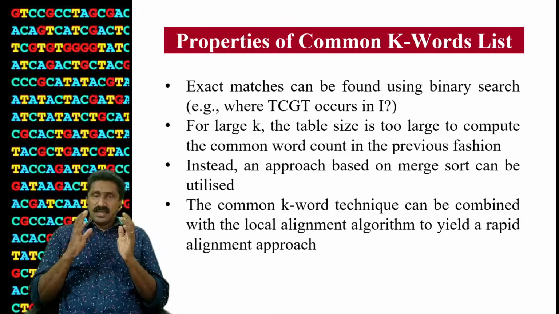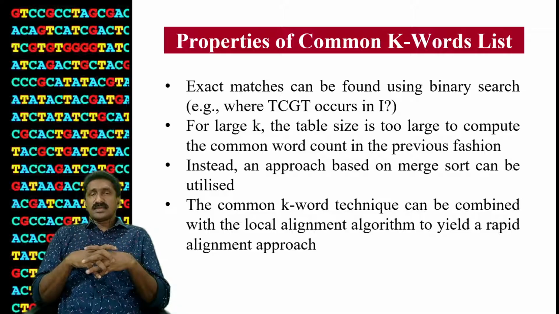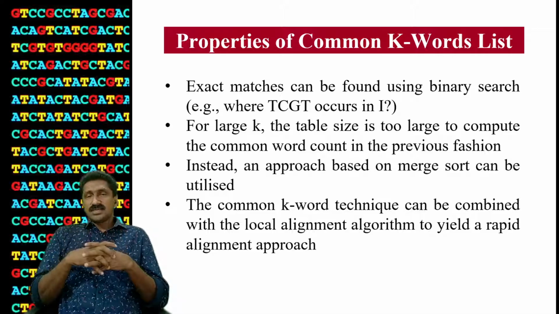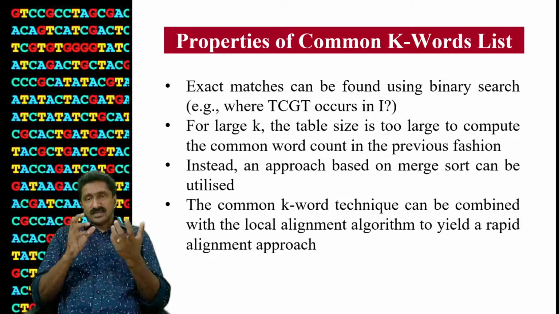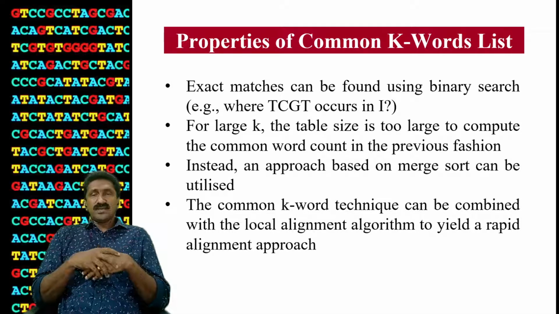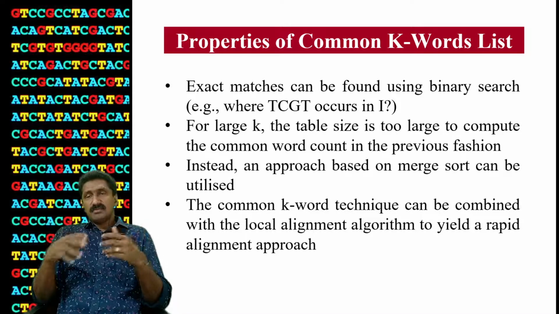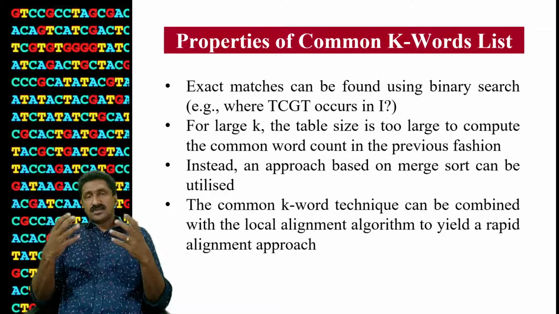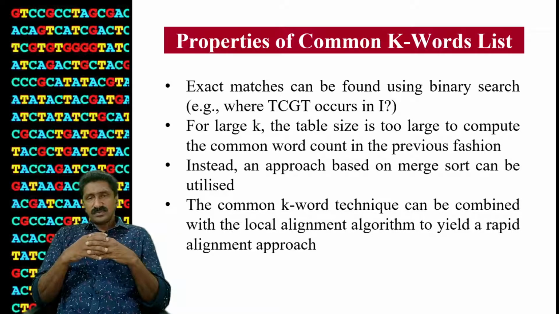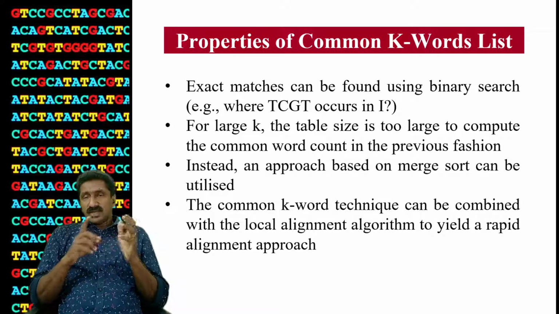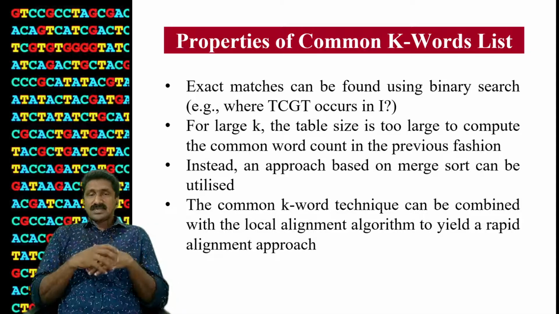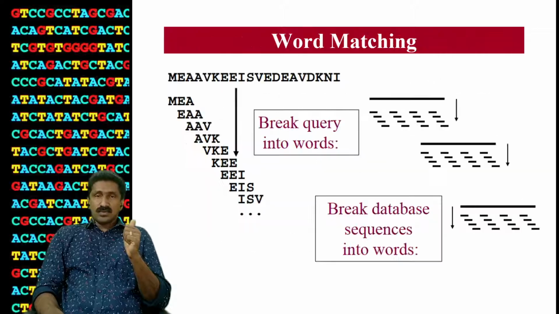Instead, an approach based on merge and sort can be utilized. I will show you how it is merge and sort, because with an optimal length word like 4 or 5 letters, or an 8-letter K word, you can generate the word list. Then you can finally merge these words to generate the final alignment instead of going for a very large keyword. The common keyword technique can be combined with the local alignment algorithm to yield a rapid alignment approach.